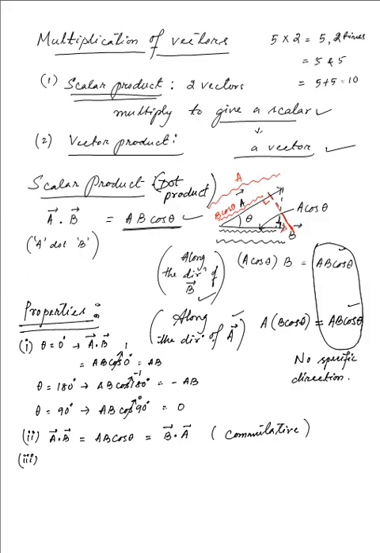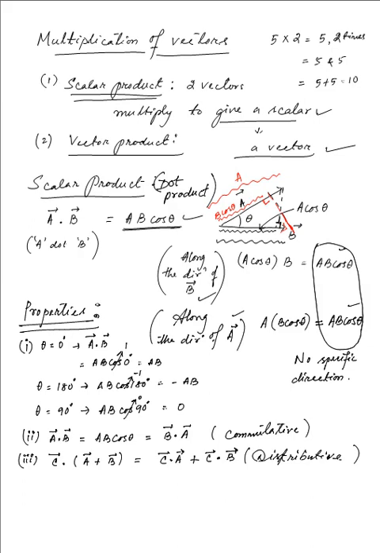It also obeys the distributive law, where you have a certain vector C in dot product with the addition of A and B. So you have C dot A, or A dot C you can say, because of the commutative law, plus C dot B or B dot C, whatever it may be, both being the same. So this is the distributive property of vector multiplication.